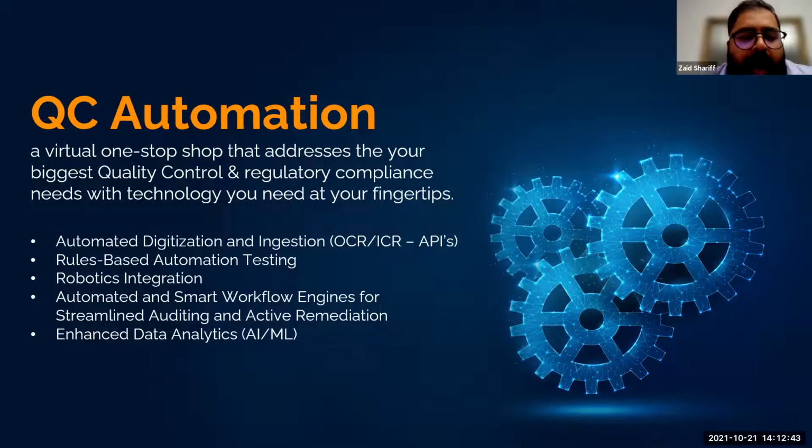And then we have automated and smart workflow engines for streamlined auditing and active remediation. We talk about automated workflows being those that know when trigger A happens, then trigger B needs to occur. And when you've answered trigger B, trigger C needs to happen. So you've built this automated workflow with contingent parameters that allows for free flow and automated workflow.